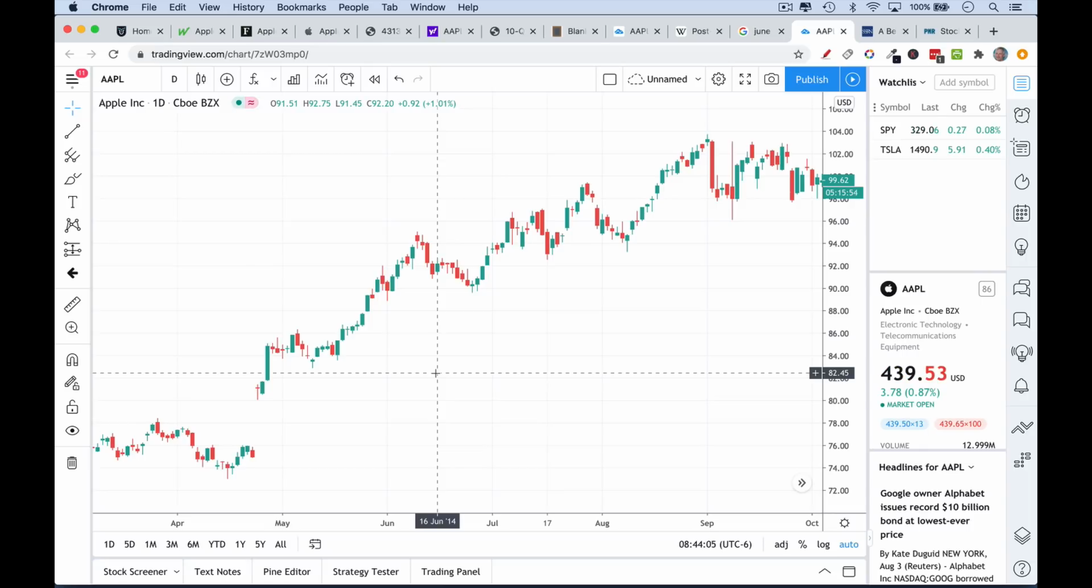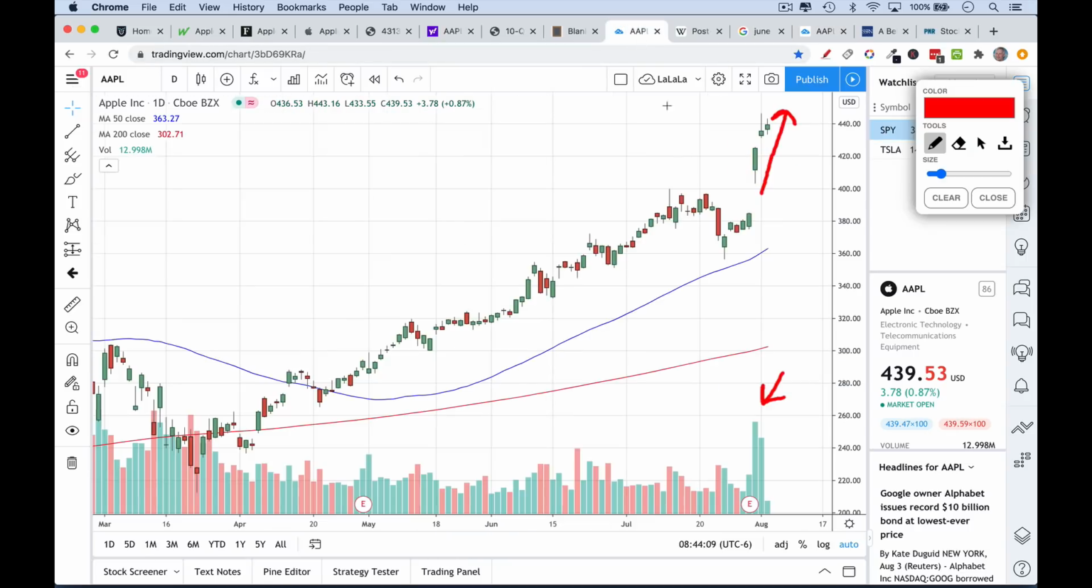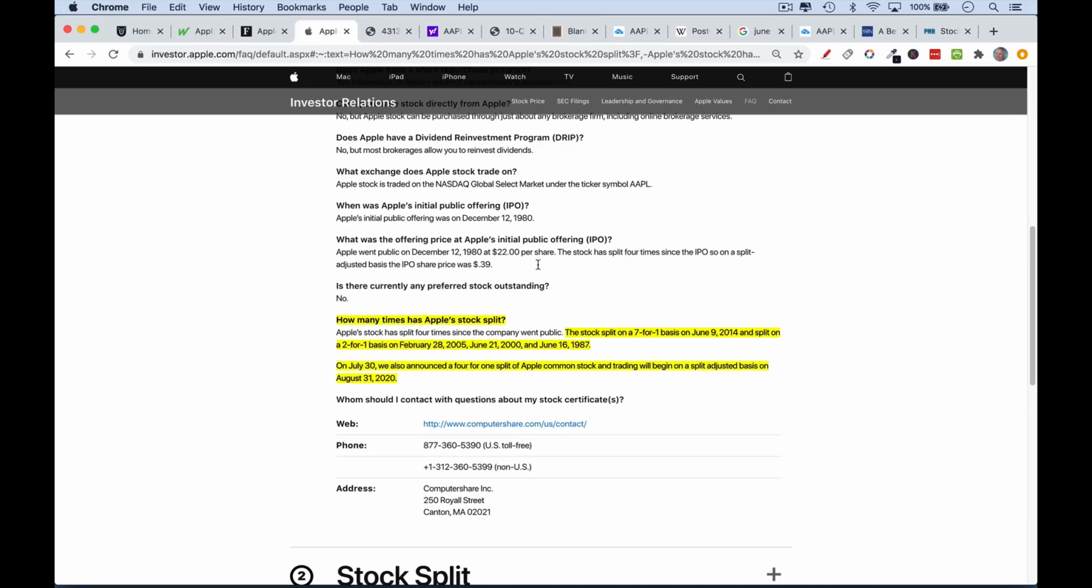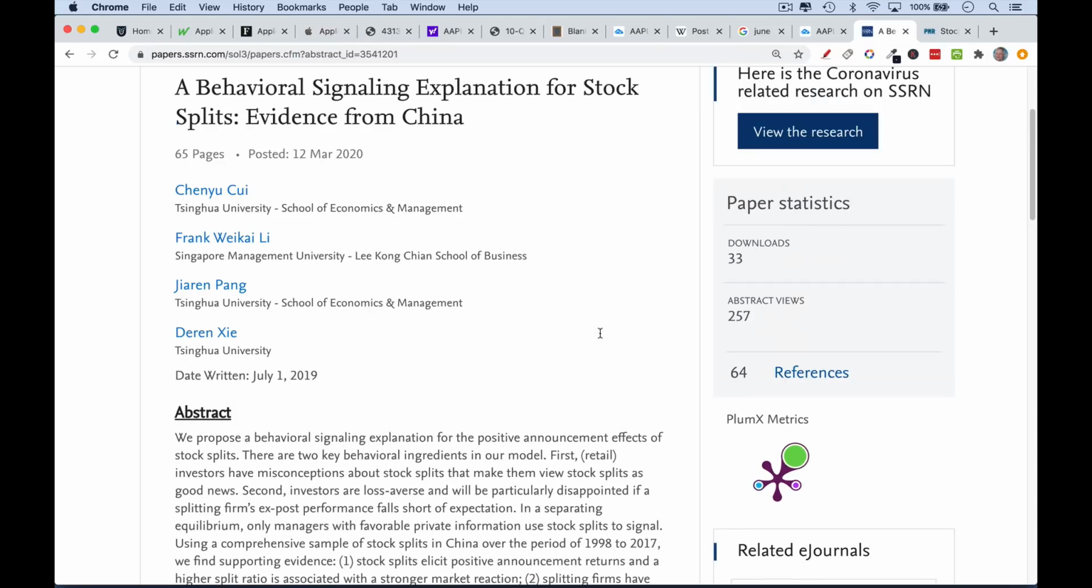And so then the question is, how quickly does that new information get baked in? So when you have a 10% gap up, that's obviously quite aggressive. On the other hand, we're in kind of a bubbly, crazy time. So I could definitely see this continuing to run until a couple days before the actual stock split on, what did we say it was? August 31st. Now, there are a couple papers I'll link to that talk about the signaling value of stock splits.